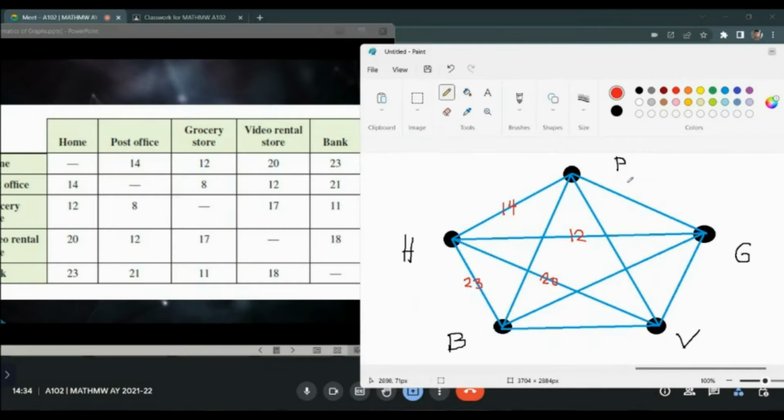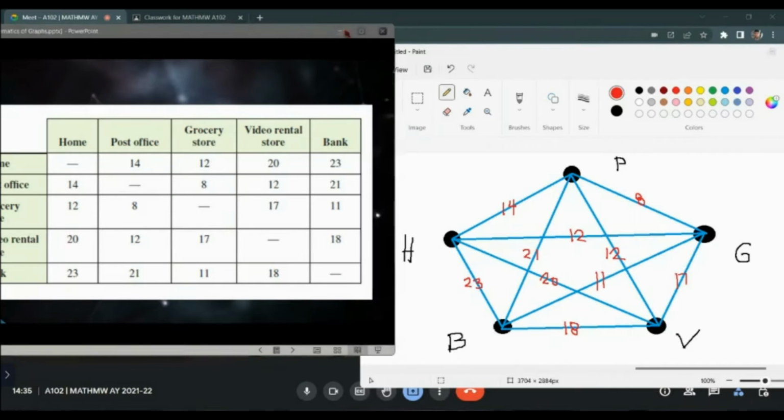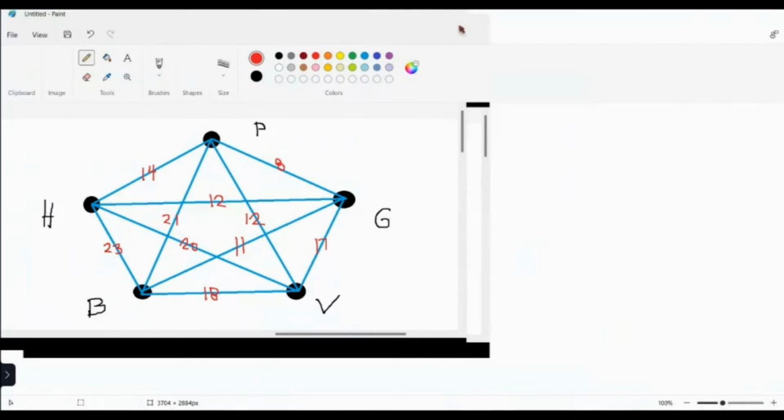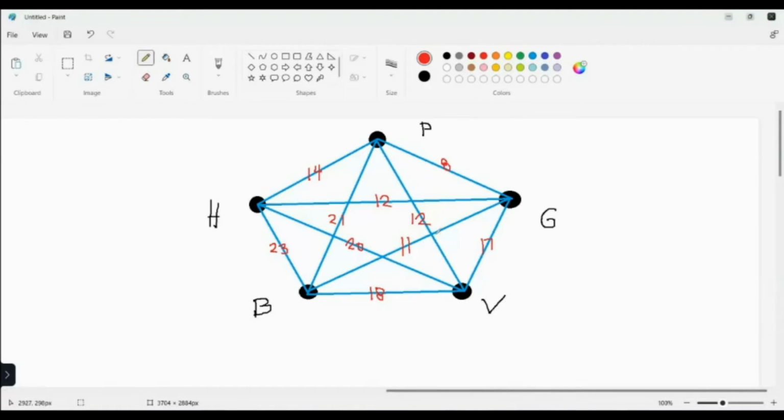Okay, next, post office to grocery store, that is 8 minutes. To video rental, another 12. To the bank, 21. Next, grocery store to video rental, 17. And to the bank is 11. And then lastly, video rental to the bank, we have 18. So we already have our complete weighted graph.